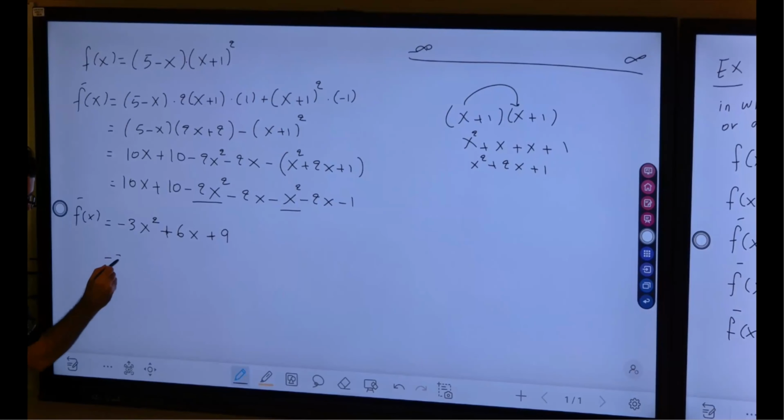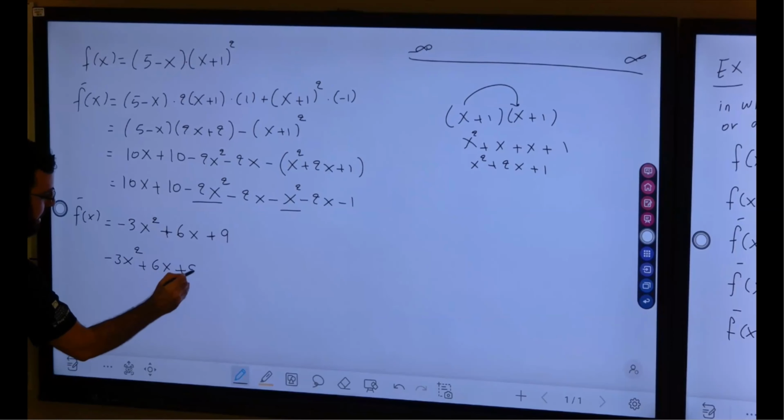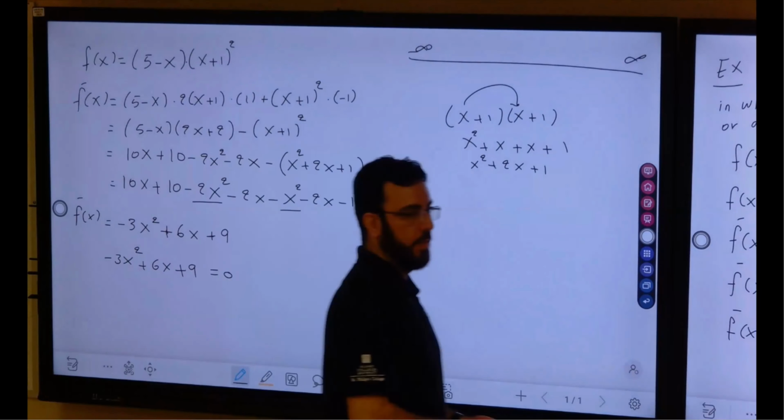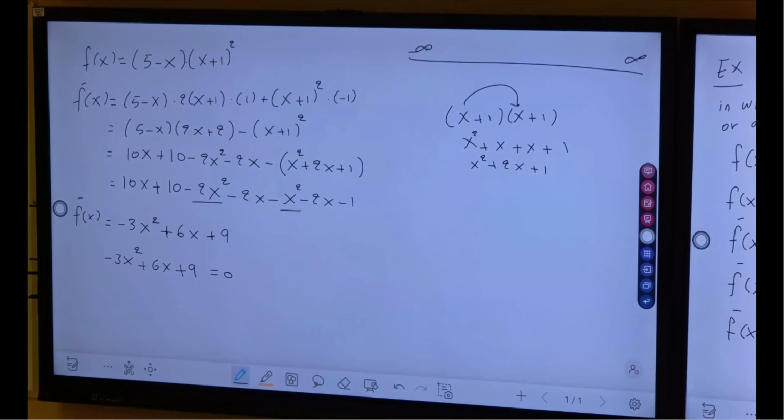Now I'm gonna say negative 3x squared plus 6x plus 9 equals 0. What's the next step? Divide to the other side. By what? So you said multiply by what? I was gonna say subtract 9 to the other side and factor out the x. You can do that, but why make it harder?